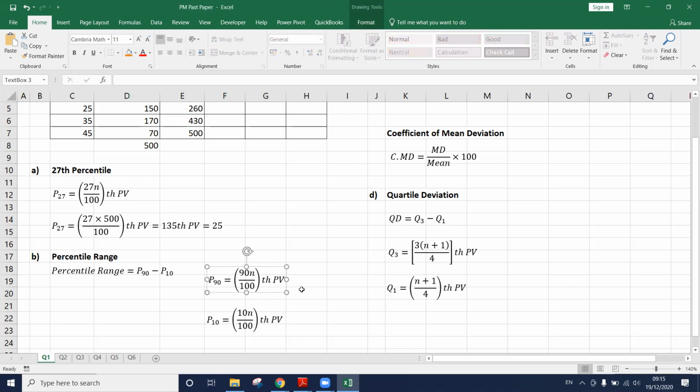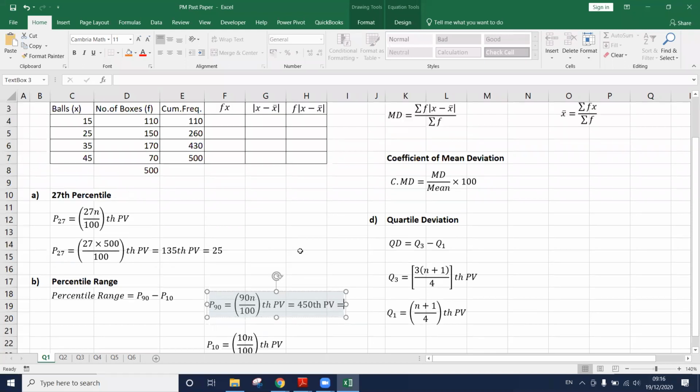Here, අපි P90 හොයනවා නම් 90 into n over 100 positional value. එතකොට 90 into n කියලා කියන්නේ 90 into 500, 90 into 500 over 100. ඒ කියන්නේ 450th positional value එක තමයි අපේ P90 value එක වෙන්න ඕන. Right? 450th positional value. This should be our P90 value.